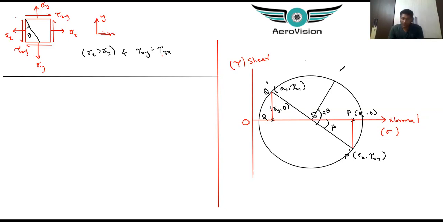Okay. Now I want to find out the normal stress and shear stress acting on a plane which is inclined at an angle theta with respect to the plane on which sigma x is acting. So I will drop a perpendicular from this point to here. Let this point be T, and this be T dash.